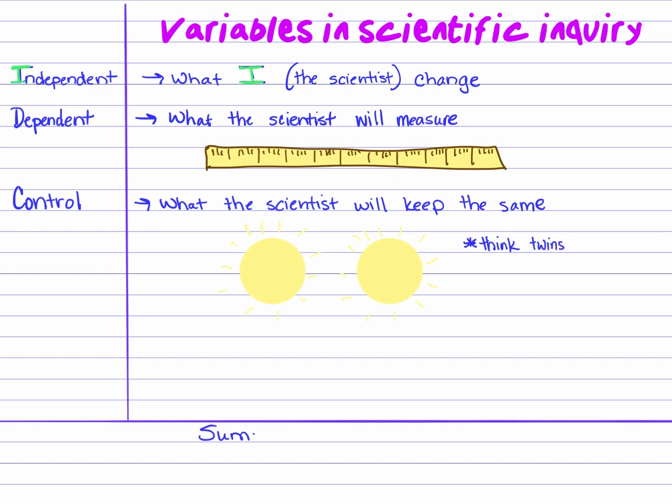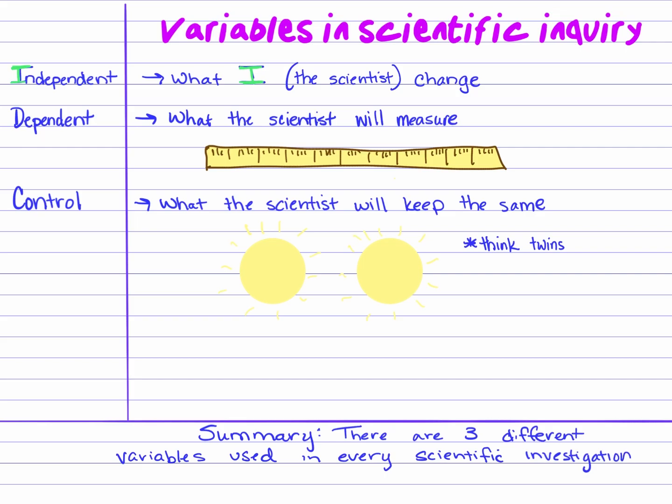In summary, there are 3 variables that we're going to think about each time we set up a scientific experiment. They are the independent variable, what I, the scientist, change, the dependent variable, or what we will measure, and the control variables, what we will keep the same in every experiment.